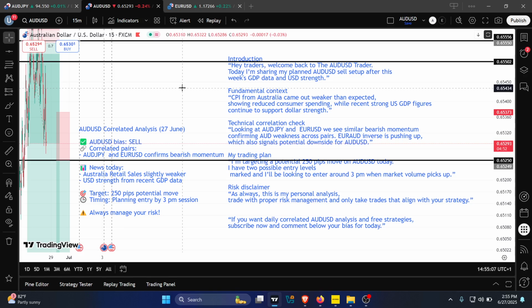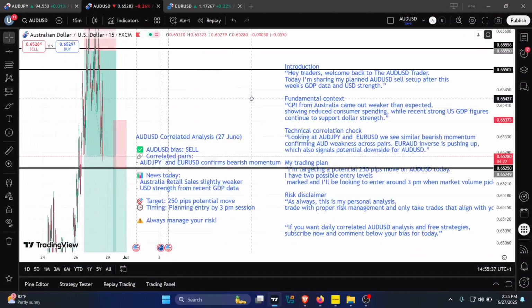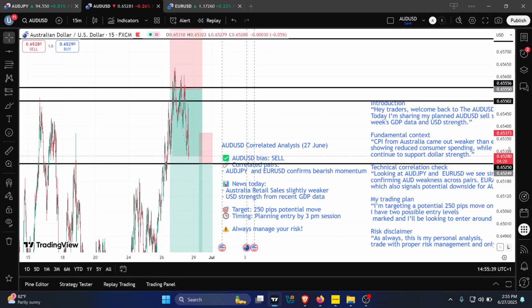But for now I just want to explain basically how I'm able to get a buy or sell on AUDUSD. If you want my daily correlation analysis on AUDUSD, feel free. The strategy is free, though I'll be keeping some major facts to myself for only my premium subscribers. But again, you can subscribe and comment below your bias for this particular setup, and everybody has their opinion on whether the market is going to go up or down.